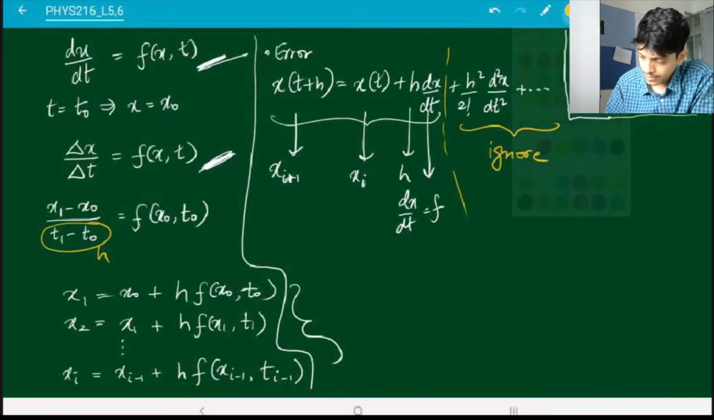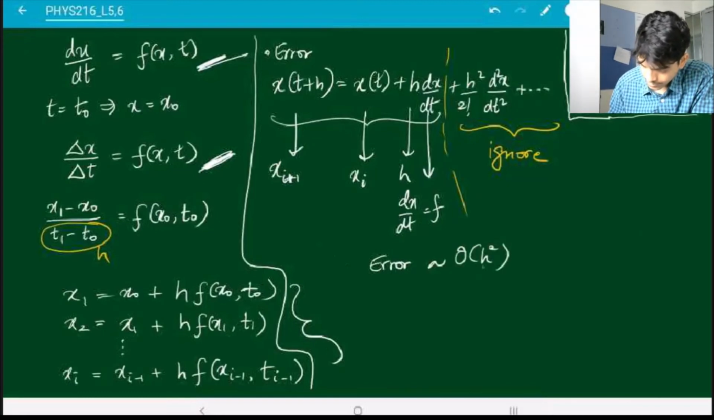Which means that the error in our estimation of x is of order h squared. h squared is the largest term that we are ignoring. So this is the amount of error that we should expect to get in our calculation.